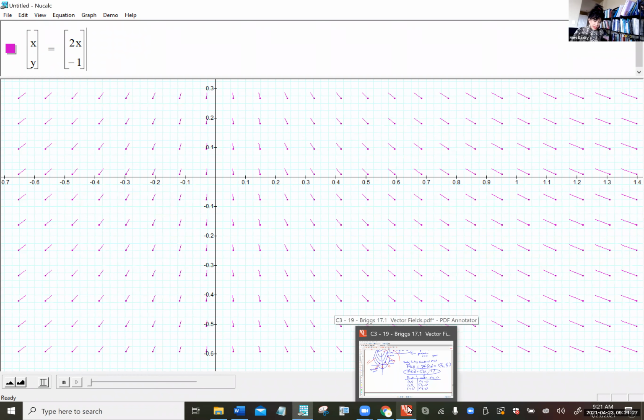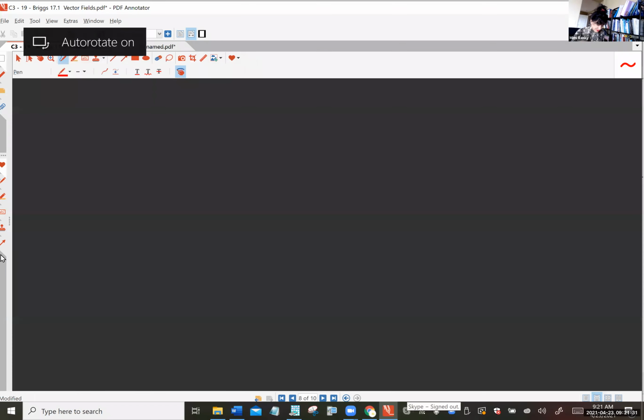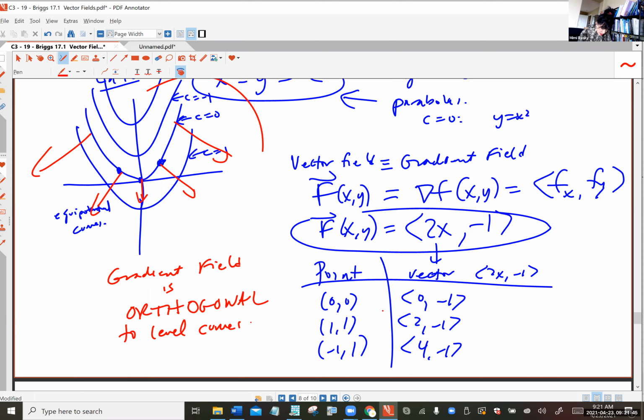Interesting. But the key that I want you to get, if you're not getting it, is that the gradient field, that's the gradient, is orthogonal to the level curves of the potential function. And there you go. Okay, so that's the key takeaway. You take that away, you're good.